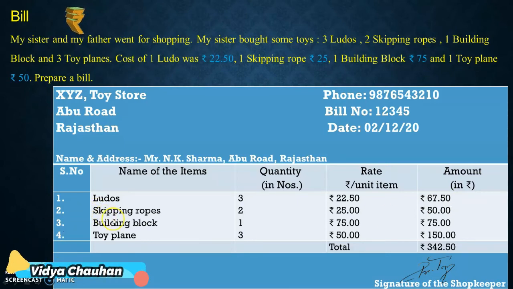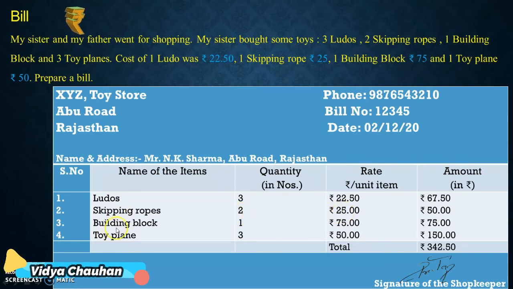The second item which she purchased was skipping ropes. How many in number did she purchase? She purchased 2 skipping ropes, so the quantity in numbers will be 2. Then the next column is for the price of the unit item, that means for each item. The price of one skipping rope as given in the question was rupees 25. So what will be the cost of 2 skipping ropes? Rupees 50, because you have to multiply 25 with 2.